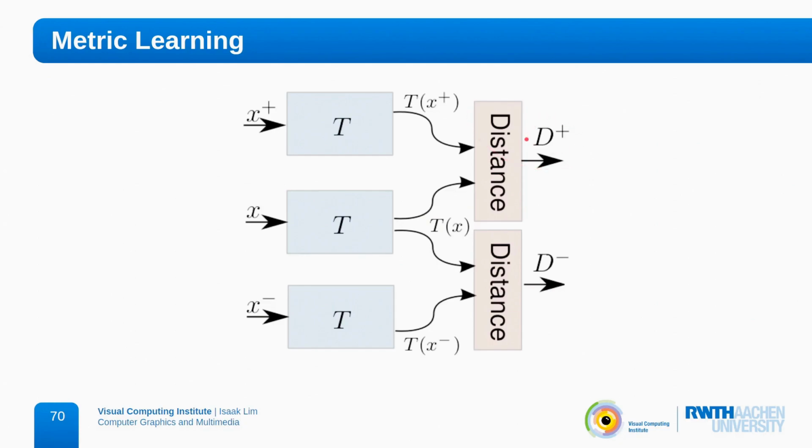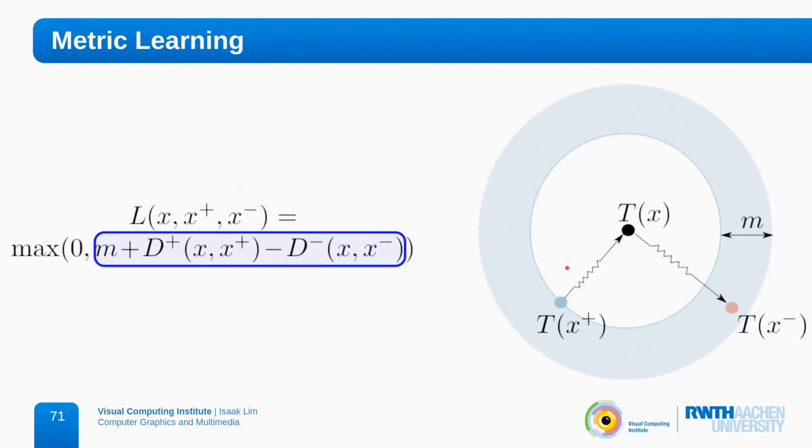So one distance, what we call d plus here, which is the distance between the reference input and the stylistically similar input, and d minus, which is the distance of the reference input and the stylistically dissimilar input. And obviously, what we would like is that d plus should be small and d minus should be large. And we optimize this objective by formulating it in terms of hinge loss.